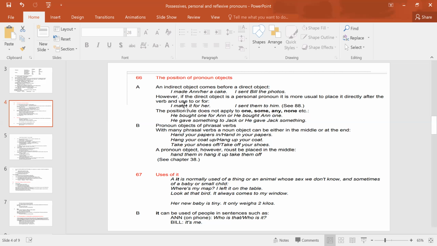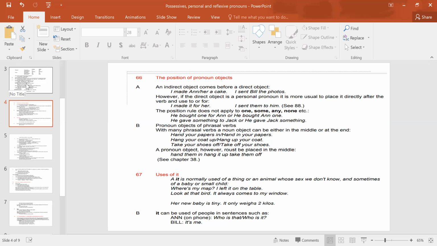after the verb and use to or for. So, if the direct object is a personal pronoun, you can straight away write it directly after the verb and use to or for. Okay? For example, I made it for her. I sent them to him.